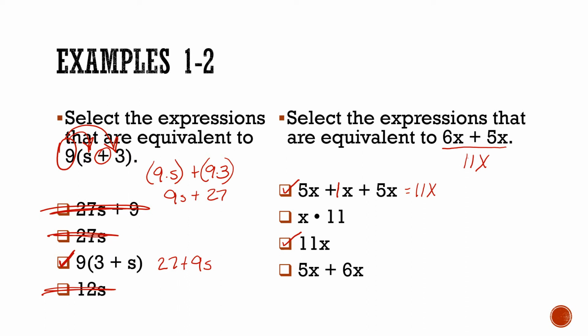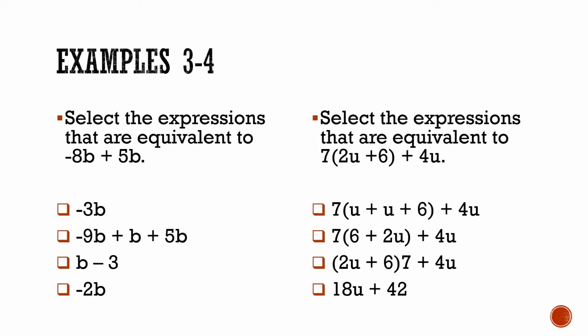The second answer choice, that dot means multiply, so that means x times 11, which is still 11x. So that would also be a correct answer. And then 5x plus 6x would also give you 11x. So all 4 of those would be correct. Pause your video and try examples 3 and 4.